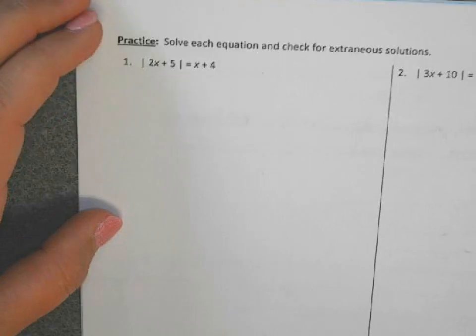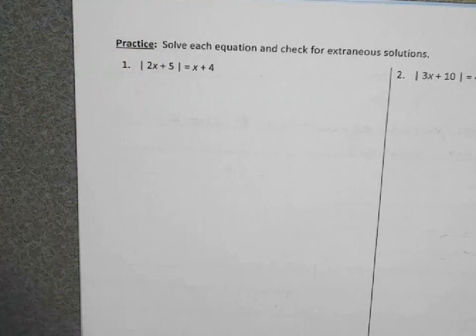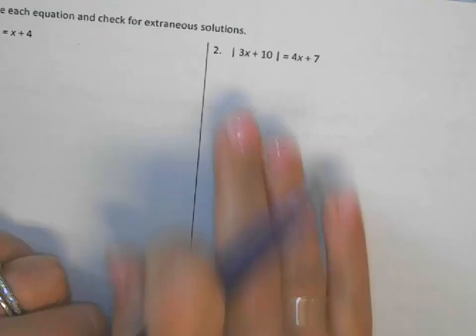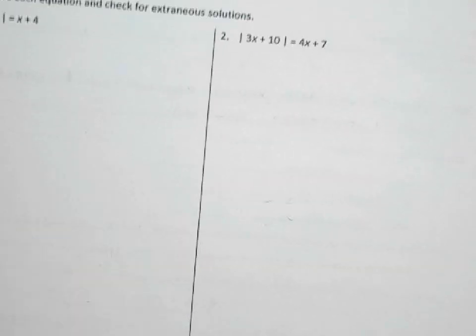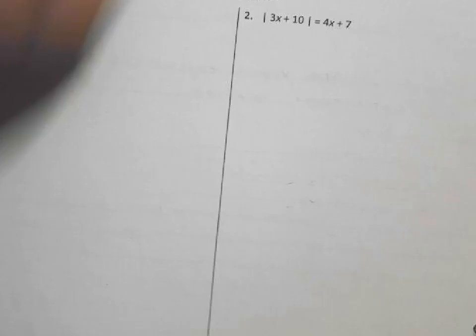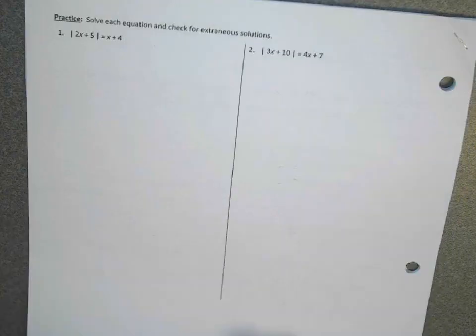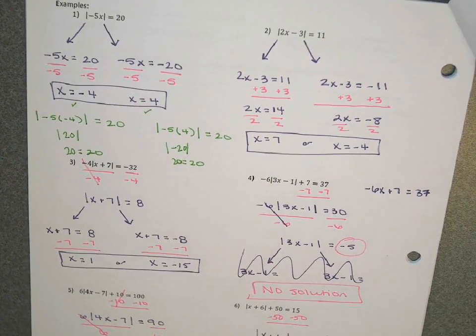Now, could we have an extraneous solution in this problem? We could, because there's an x on the outside. Okay, could we have an extraneous solution on this one? Yep, because there's an x on the outside. Now I want to flip back to the examples from the previous page.